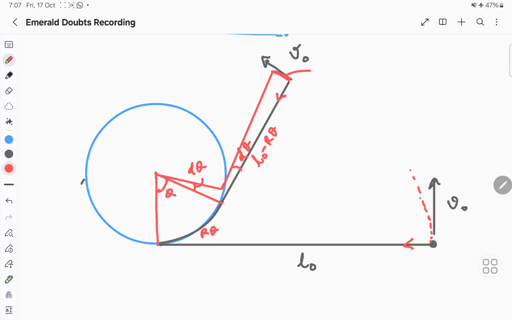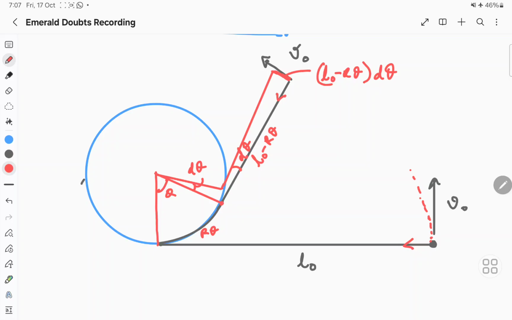Good for us. So the arc length which is travelled in the small time dt would be equal to L0 minus r theta into d theta. So that's the arc length which it travels. Now this is the point of rotation at that instance what we have taken.